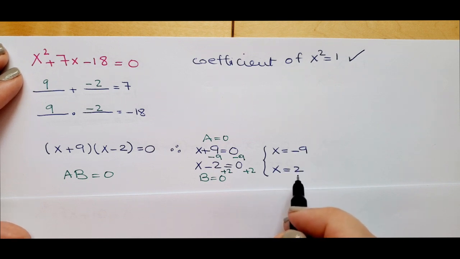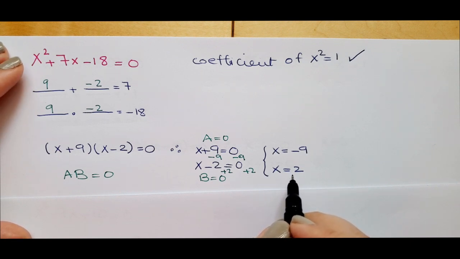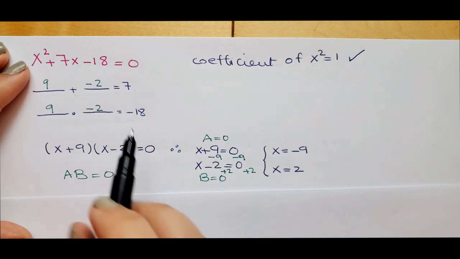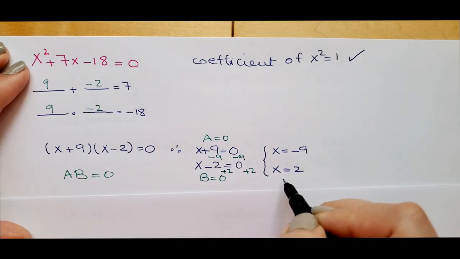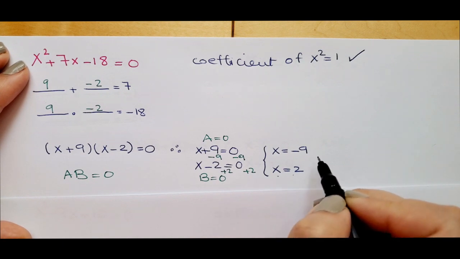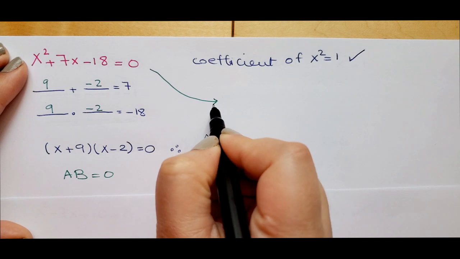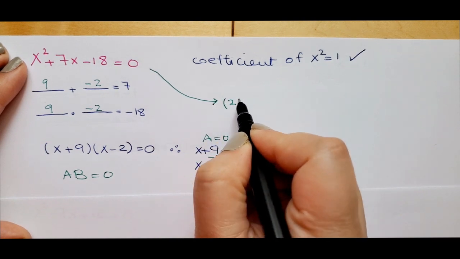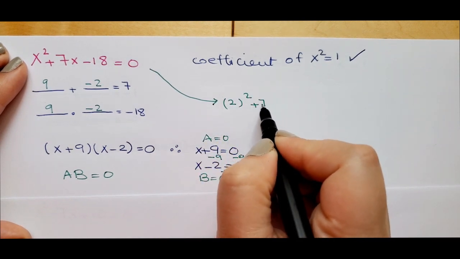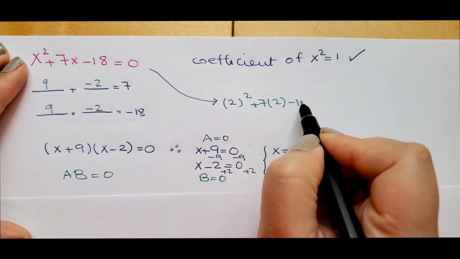And let me just show you something. Let's say if x is a root, then that means if you substitute it back, the answer should be 0. So let's try it. So we substitute x as 2 in the original equation. So let me just put it here. So that would be 2 to the power 2 plus 7 times 2 minus 18.